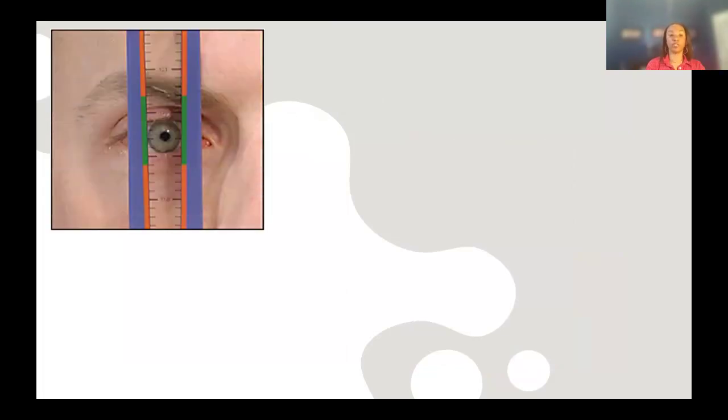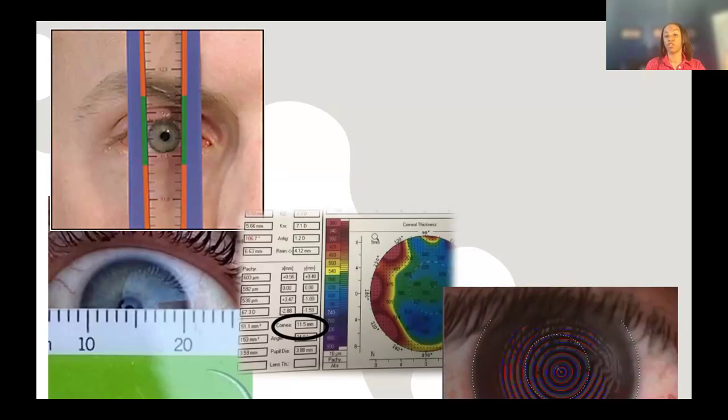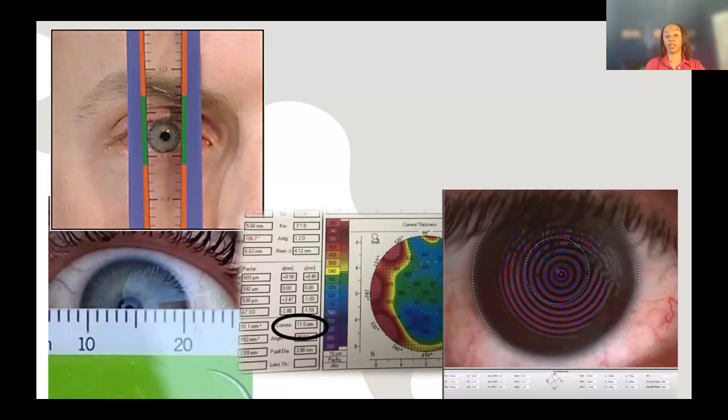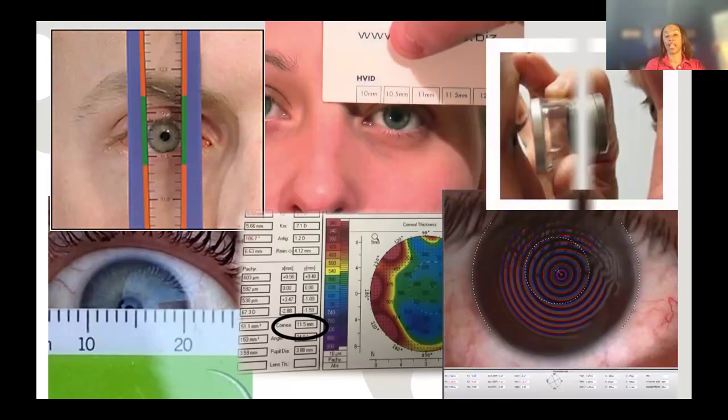But you can also use HVID rulers. You could use your topographer. I like to use the HVID from my topographer. And then if you remember, you can also use your loupe. The loupe has a little scale on it. You can put it up to the patient and just measure their HVID.